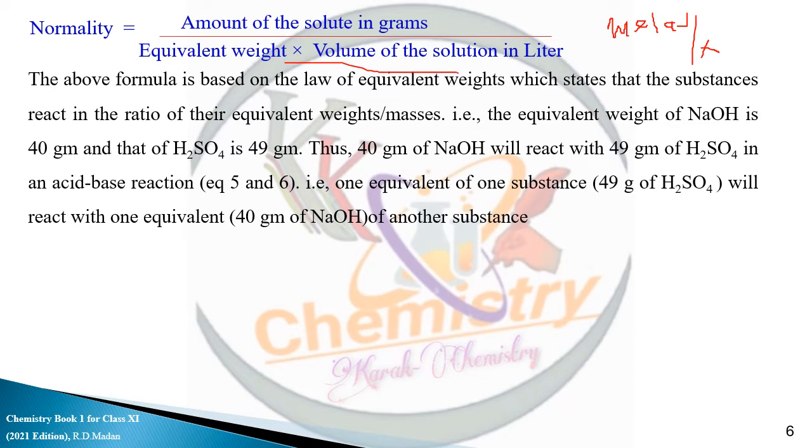In this, equivalent weight is equal to molar mass divided by x. This x may be any replaceable entity. It may be a proton given by the acid, it may be a hydroxyl ion given by the base, it may be the number of electrons gained or lost. We will be talking about it later on, while the above formula is based on the law of equivalent weight.